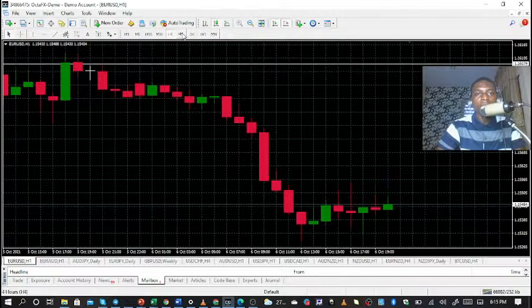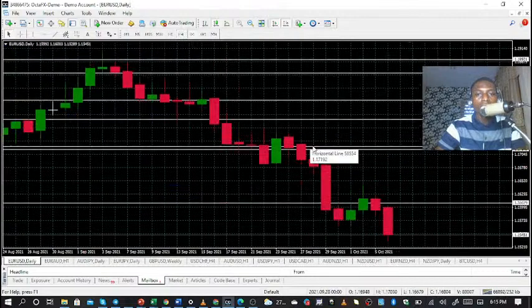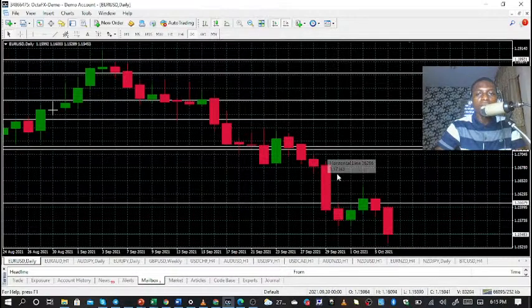Then we have H4, which is 4 hours. Now it took 4 hours for this candle to be formed, right? Each of these candles took 4 hours. So this one that is currently forming now will take 4 hours to be formed, right? In the D1, which is the daily time frame, it took 24 hours for each of these candles to be formed. That's the daily candle.